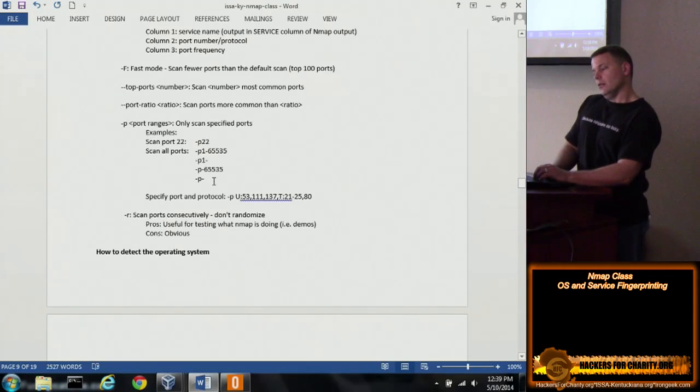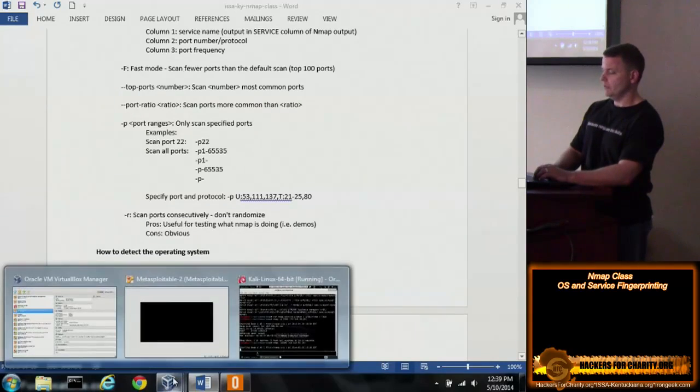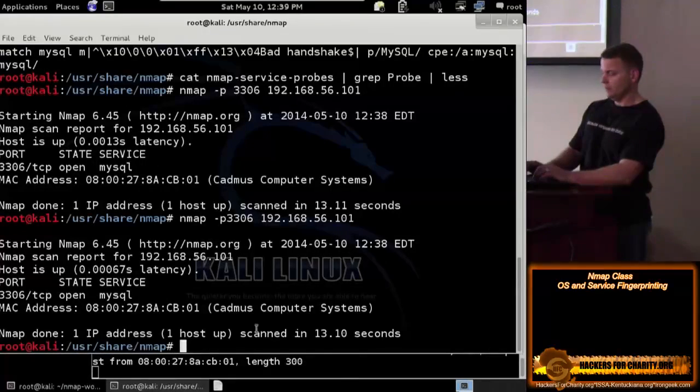Actually, does -p-65535 scan 0 or not? I wonder. Does it hit 0 or not? That's a good question. I don't know. We can sniff it later.